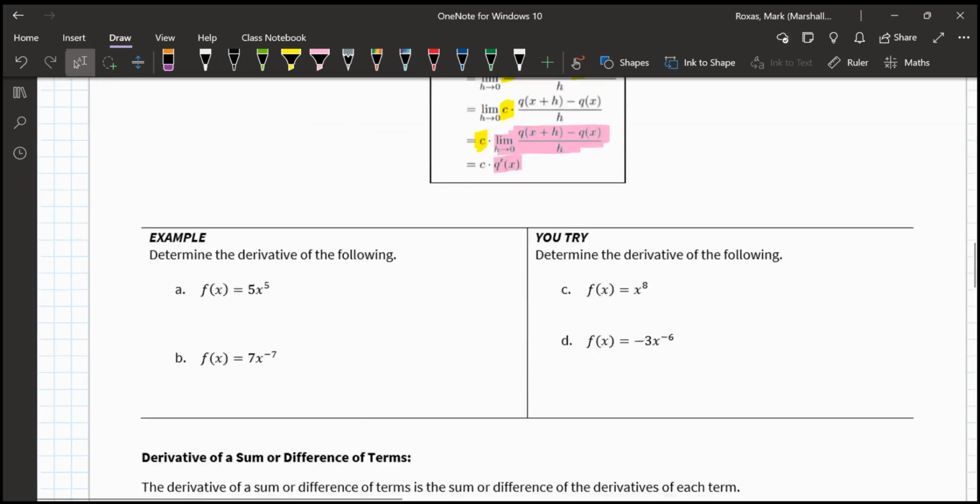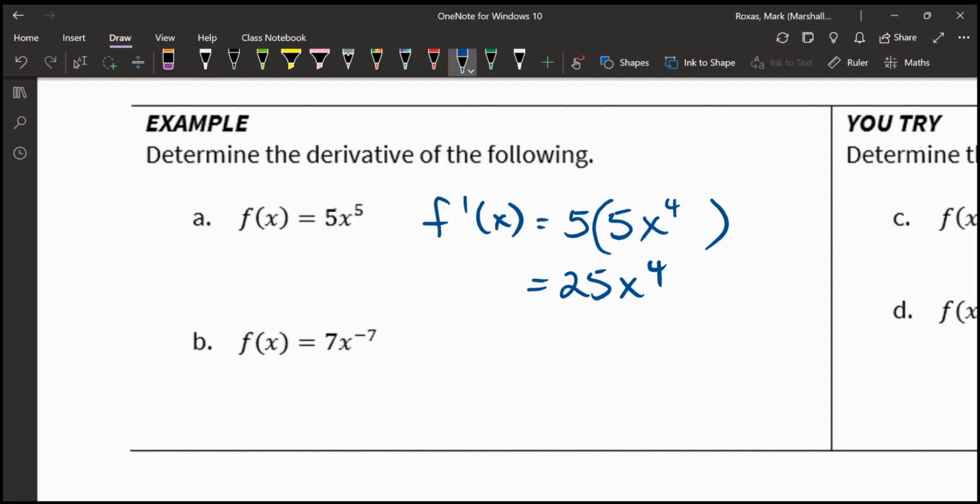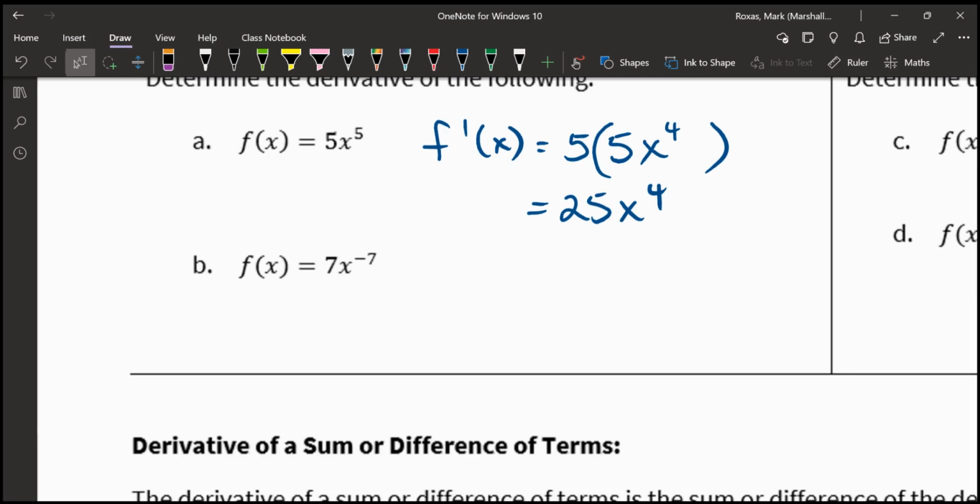All right, so how does it apply? So here's a function, 5x to the power of 5. Its derivative is just, hey, keep the 5, and then take the derivative of x to the power of 5. Right? What's the derivative of x to the power of 5? Well, the 5 goes in front of the x, and then reduce the exponent by 1. Okay? And then you simplify. So 5 times 5 is 25. So 25 times x to the power of 4. Same idea for the next one.